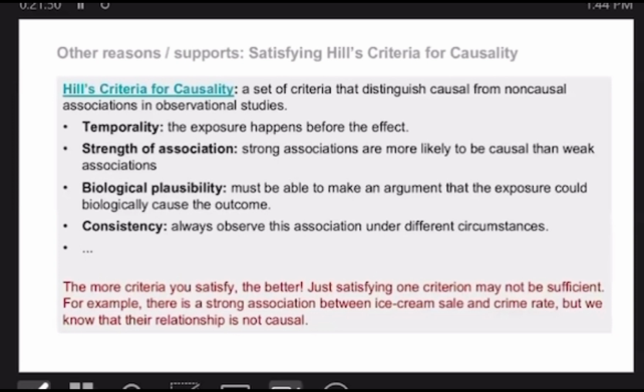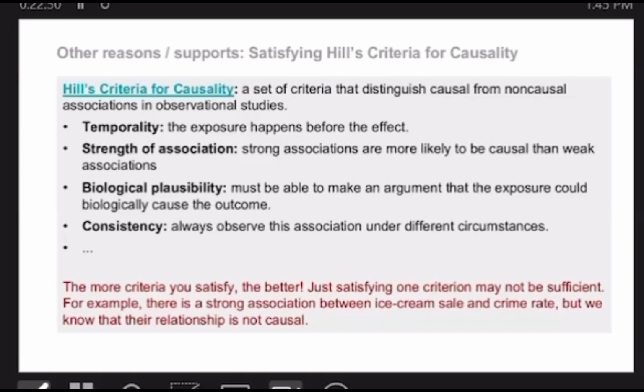Of course, he provided some guidelines on how we can conclude causation, even with association, when you conduct an observational study. The full name is Sir Austin Bradford Hill. In case you want to read the article, it is The Environment and Disease: Association or Causation? Now he identified these criteria.